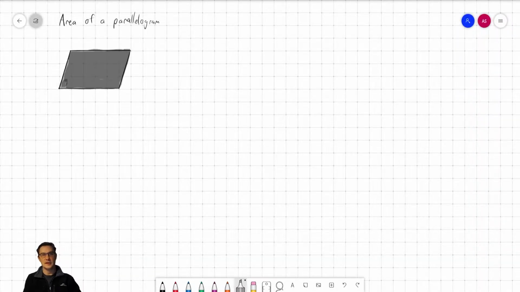Hey, amazing people, what we're going to do today is look at how to find the area of a parallelogram. Now, when you've got a parallelogram, there's a little trick you need to play in order to find the area of it.